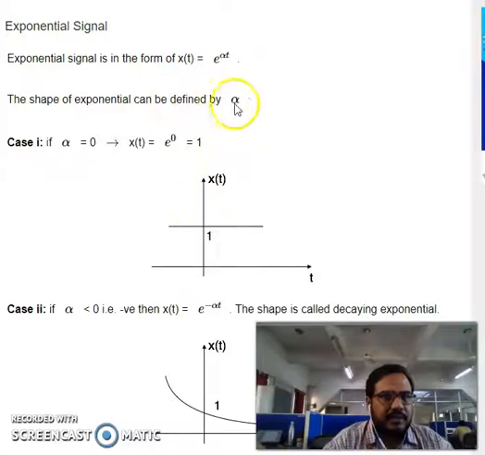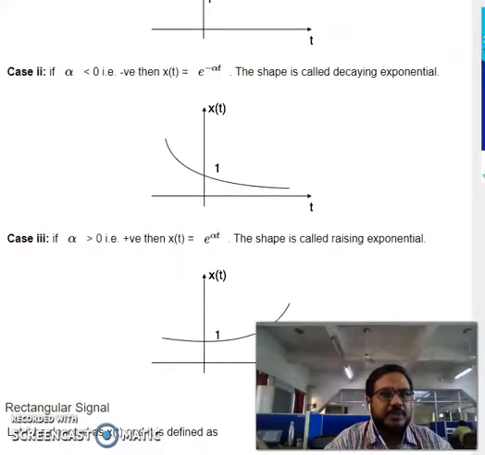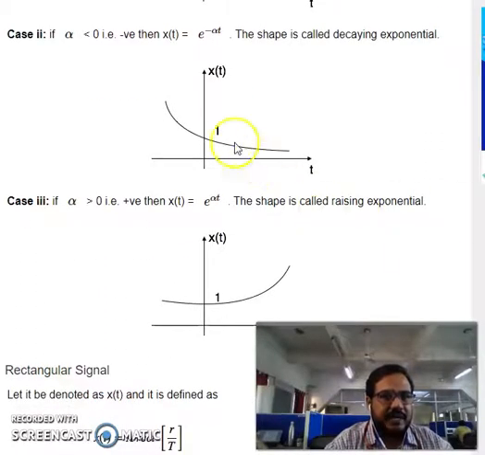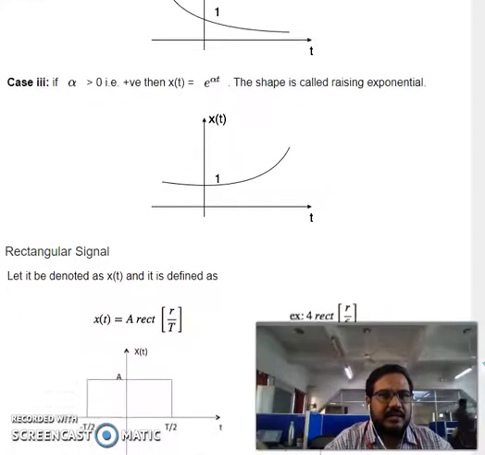Now, if alpha is negative, that means x of t is equal to e power minus alpha t. The shape is a decaying exponential. As t tends to infinity, it goes down to 0. And when alpha is positive, it is a rising exponential. As alpha is greater than 0 and t tends to infinity, the value of x of t also goes to infinity.